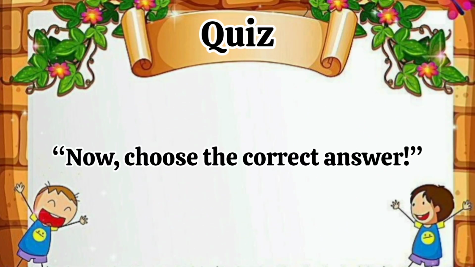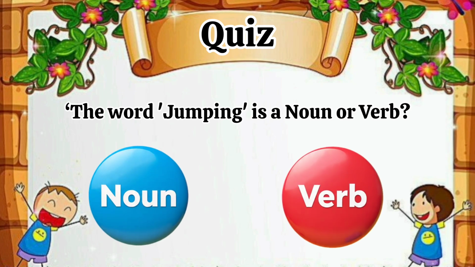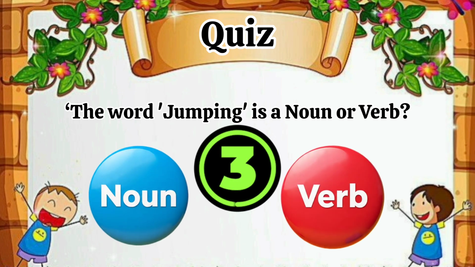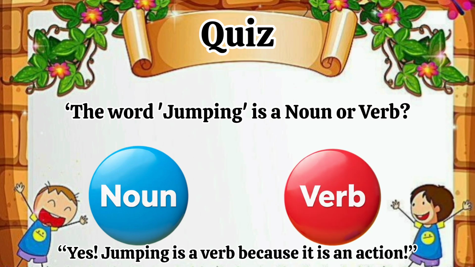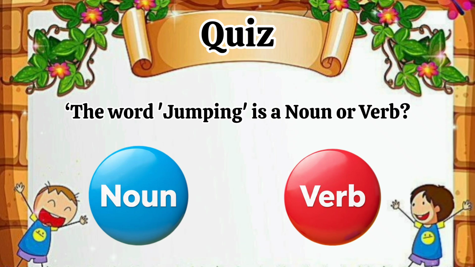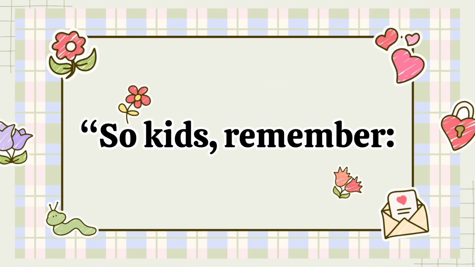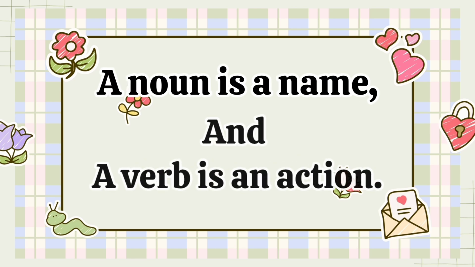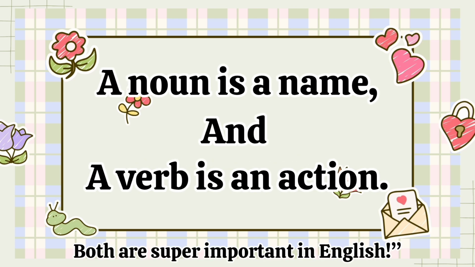Now choose the correct answer. The word jumping is a noun or verb. Yes, jumping is a verb because it is an action. Good job, kids. So kids, remember, a noun is a name, and a verb is an action. Both are super important in English.